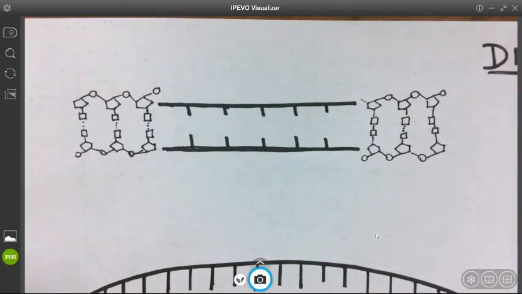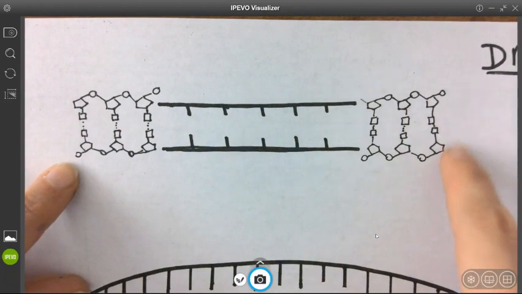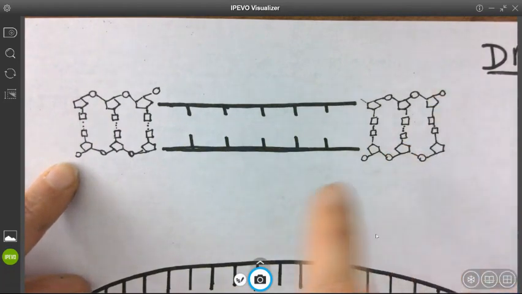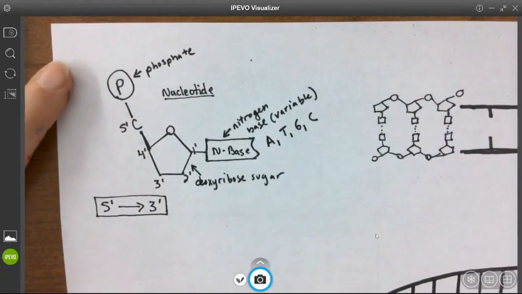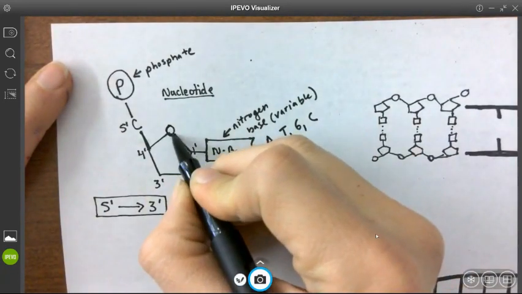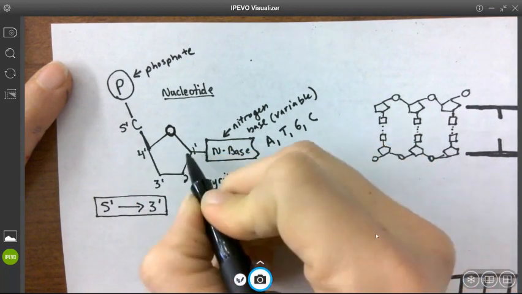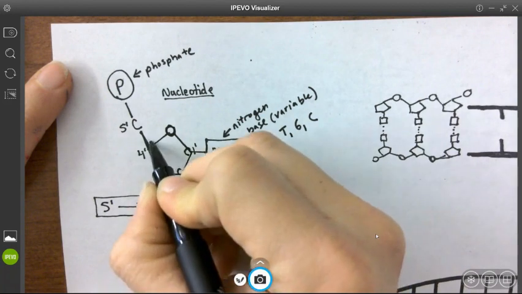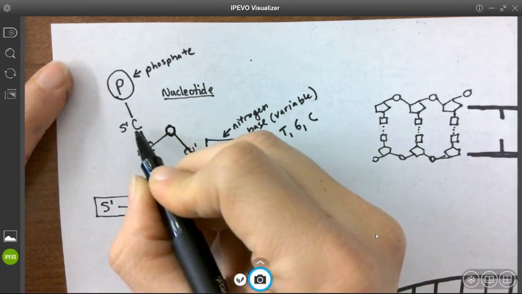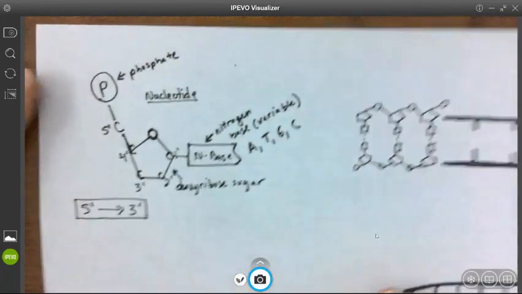When we look at a DNA molecule, we'll notice that the 2 sides don't look exactly the same. That's because of the directionality of DNA. As we recall from our nucleotide structure, the top of the sugar contains an oxygen, and then each of these intersecting points represents a carbon. So this is carbon 1, carbon 2, carbon 3, carbon 4, and carbon 5. Carbon 5 has a phosphate attached to it when we're at a single nucleotide.